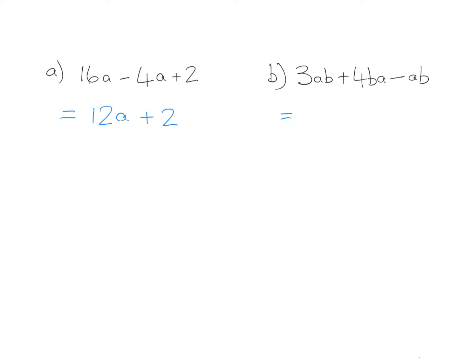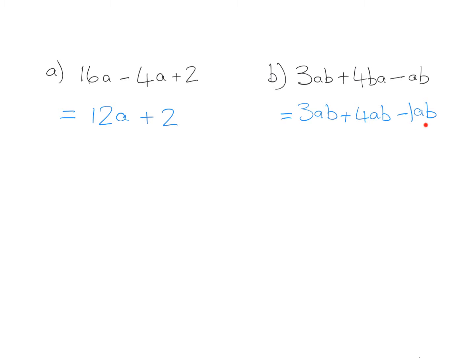We can see that this is 3AB and this is 4BA. Now 4BA can be written as 4AB. Alrighty, so we can go along and do this. 3AB plus 4AB, subtract AB, and if we wanted to, we could put our invisible 1 in front of the AB.